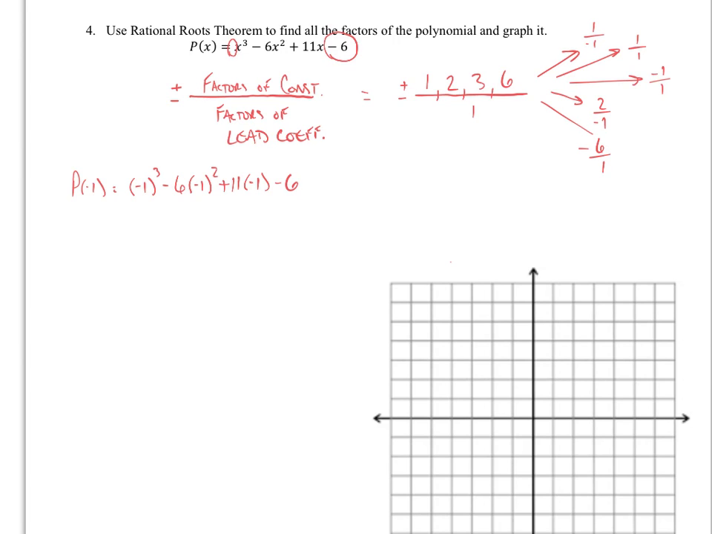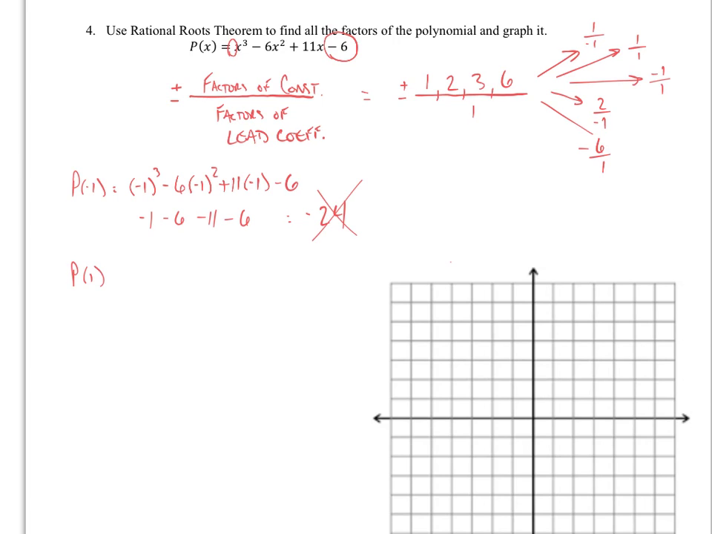So when we evaluate this, we get -1, -6, -11, -6. Those come from each of these terms. So we do all that subtraction, and -1 minus 6 is -7, minus 11 is -18, minus another 6, so -24, and that's not what we're looking for. So we just ruled out -1. That can't be. Try a different one.